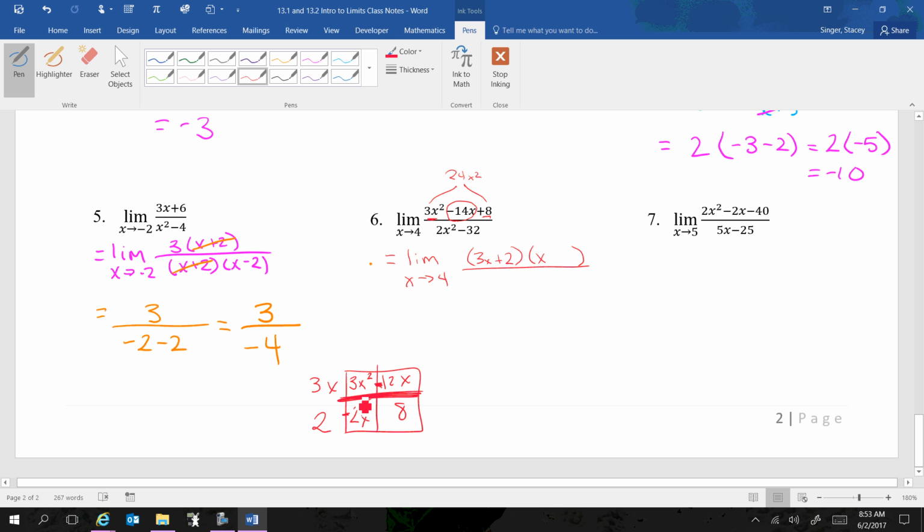If I'm looking at 3x squared and 2 vertically, what can I take out? An x. If I'm looking at negative 12x and 8, what can I take out of those two terms? 4. That would be x plus 4. So when you check with the inners and the outers, 3x times x gives me 3x squared. 2 times 4 gives me 8. And then my inner pair and my outer pair should add to negative 14x.